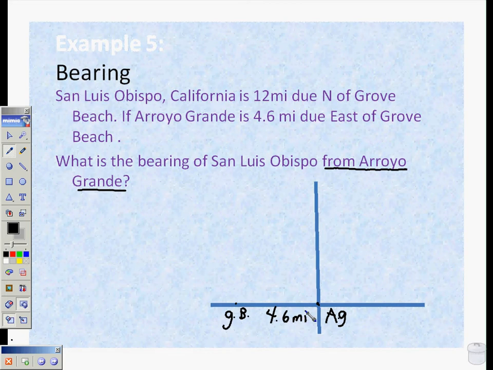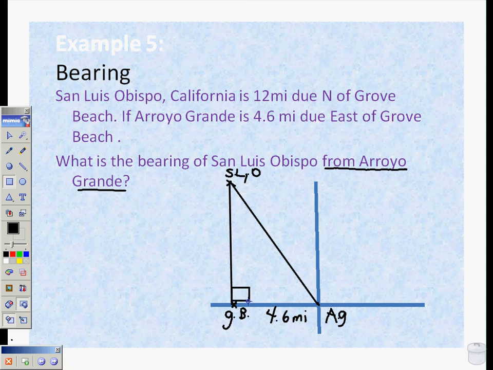Also, what that allows us to do is if we have Grove Beach here, then due north of that is San Luis Obispo. So I'm going to put in a line here that just says, okay, our 12 miles up is going to be San Luis Obispo. Okay, so there's San Luis Obispo. We now have a right triangle that we can use to solve for the angle of our bearing. So we've got a right triangle here, and that gives us some options in terms of what we're doing.